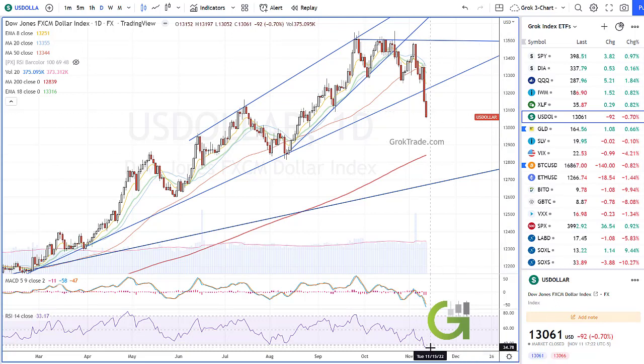But we're way oversold right now in the RSI. If this thing snaps back, which it can, it's dropping very fast. Look for a snap back. If this thing snaps back, that means the markets will sell off for 2-3 days or even a week.